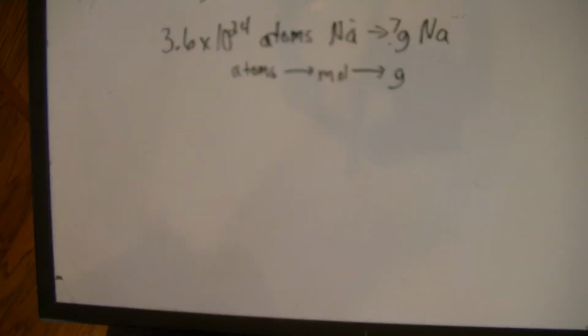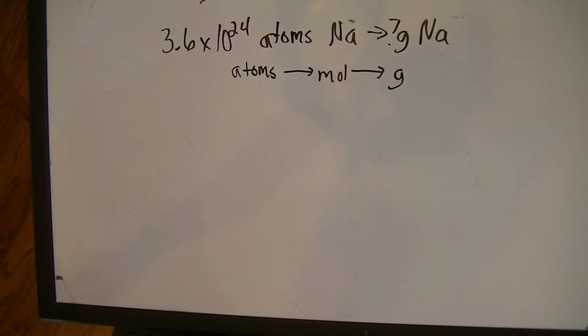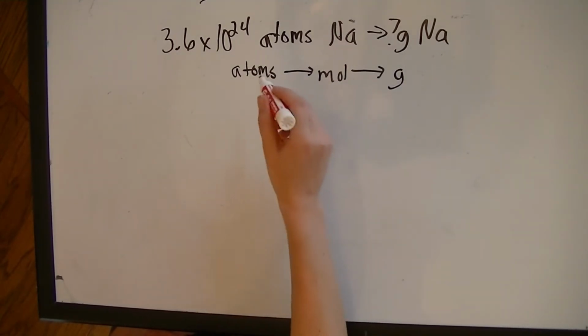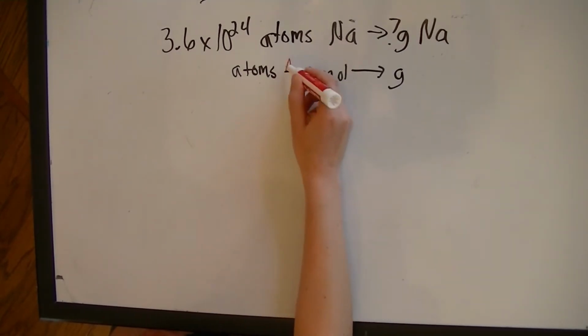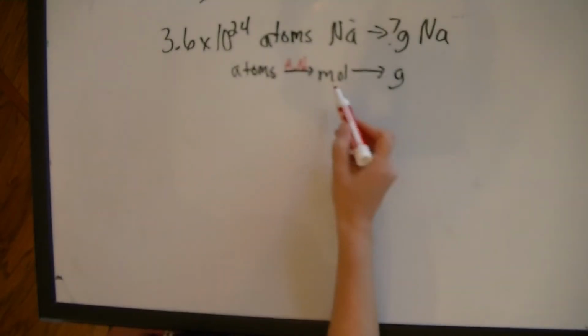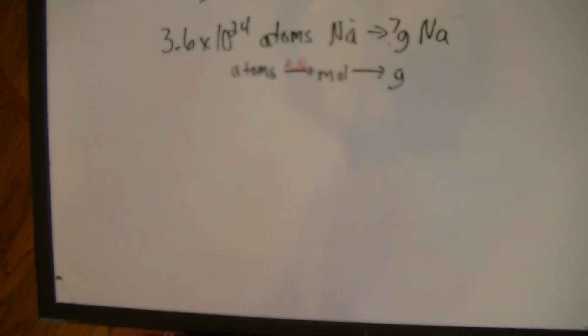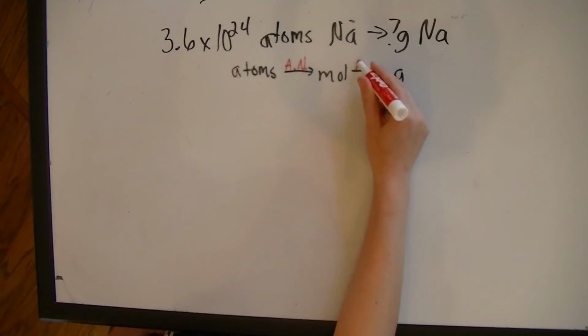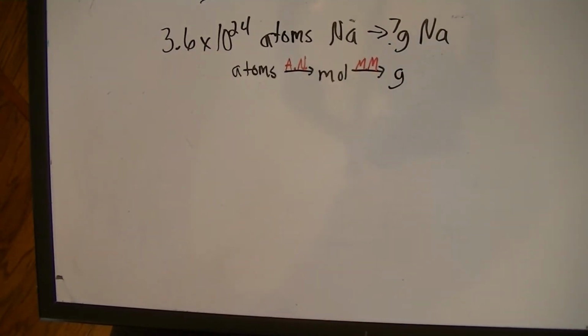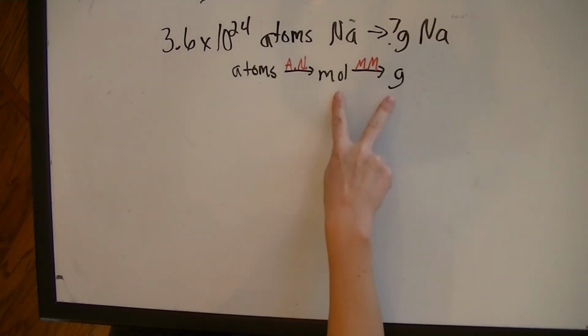All right, so now when I'm at atoms and I want to go to moles, what do I need? What's going to help me convert from atoms to moles? Avogadro's number. Okay. Now, to go between moles and grams, what do I need? What I need is molar mass, because remember, molar mass, the units on it are grams per mole. So that's going to help us get between those two.